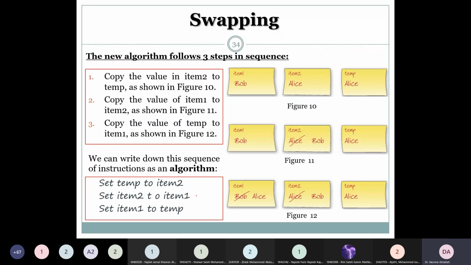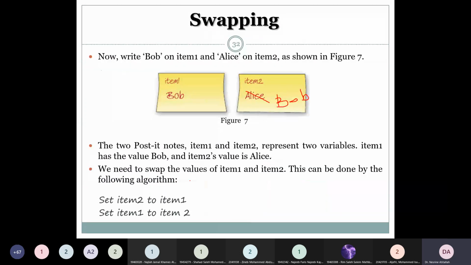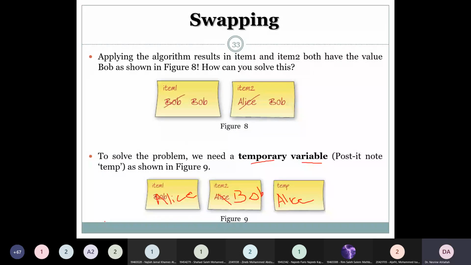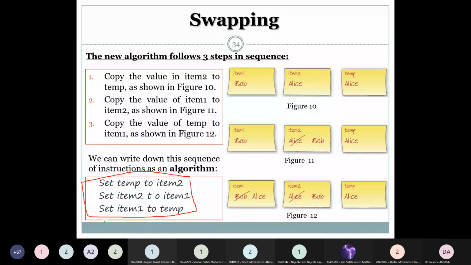So this is the correct way to do swapping, and not this one, and not this one. This one cannot do the swapping in the right form. So this one. Are you okay? Are you with me?